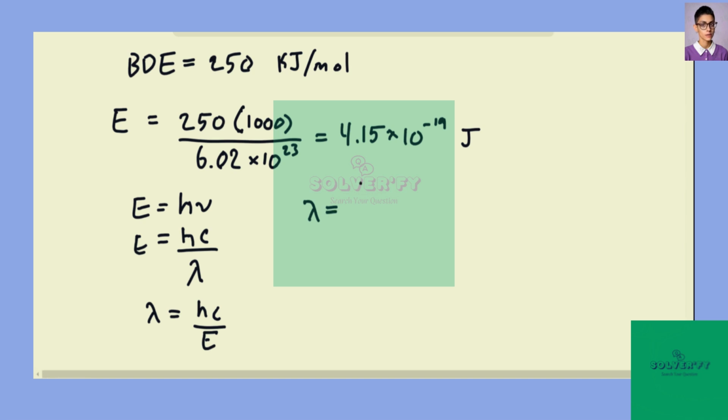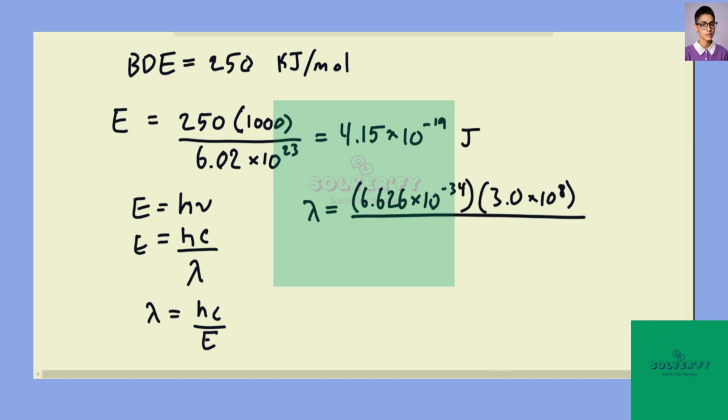Okay, so now that I have that, I can just plug in values. So first I've got Planck's constant, which is 6.626 times 10 to the negative 34, and then times the speed of light, which is 3.0 times 10 to the 8th, divided by the energy, which we said earlier was 4.15 times 10 to the negative 19. All right, when I do that, it gives me a value of 4.79 times 10 to the negative 7th meters.